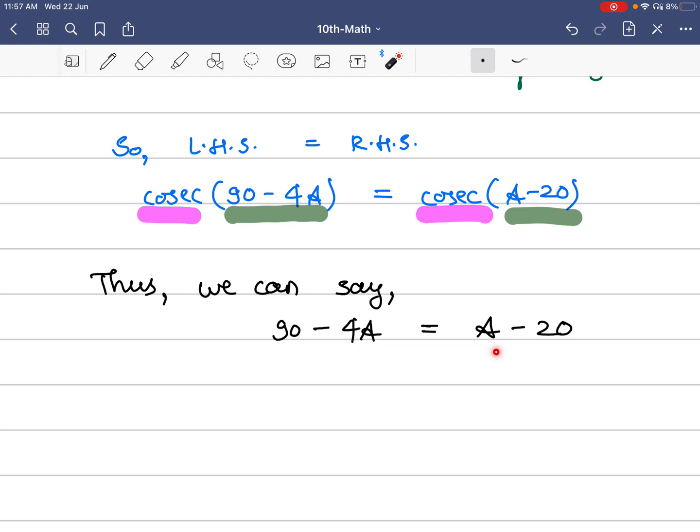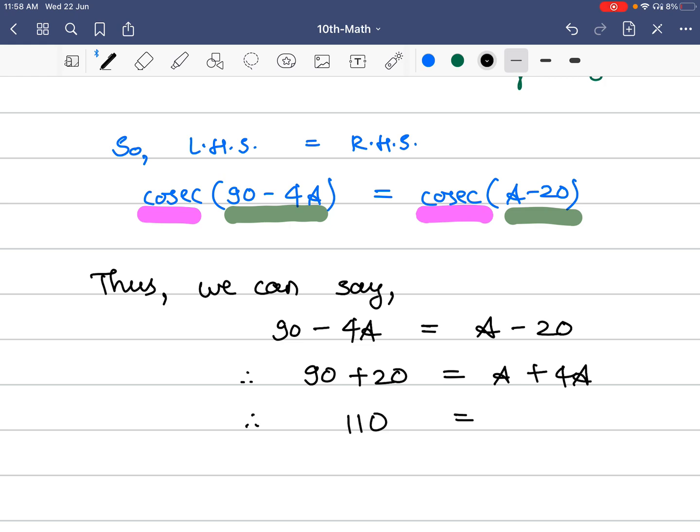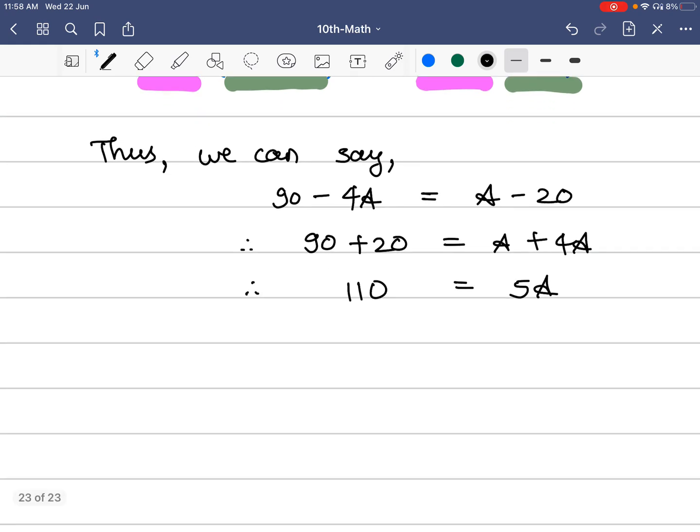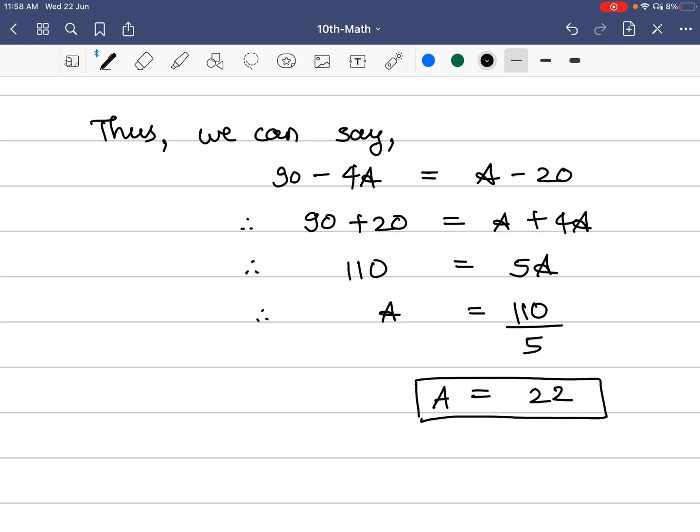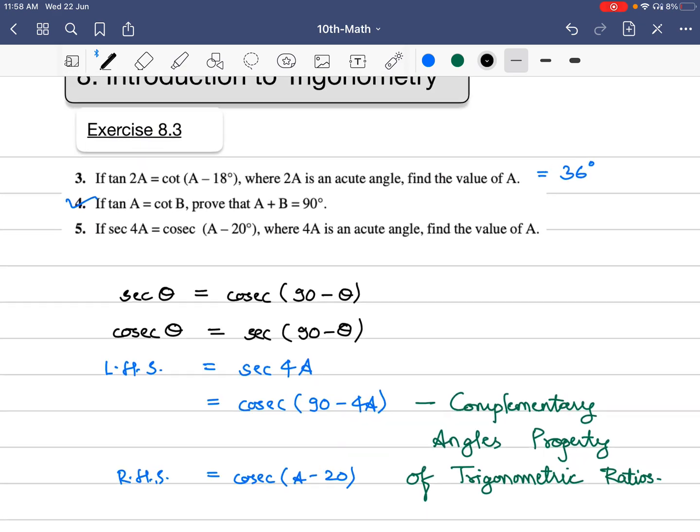We take 4A to the right hand side of the equation. Therefore 90 and 20 will come to the left hand side, is equal to A plus 4A, and 90 plus 20 is 110, which is equal to 5A. And therefore we have A equal to 110 divided by 5, that is equal to 22. So A is equal to 22, and that is exactly what the question has asked us to find.